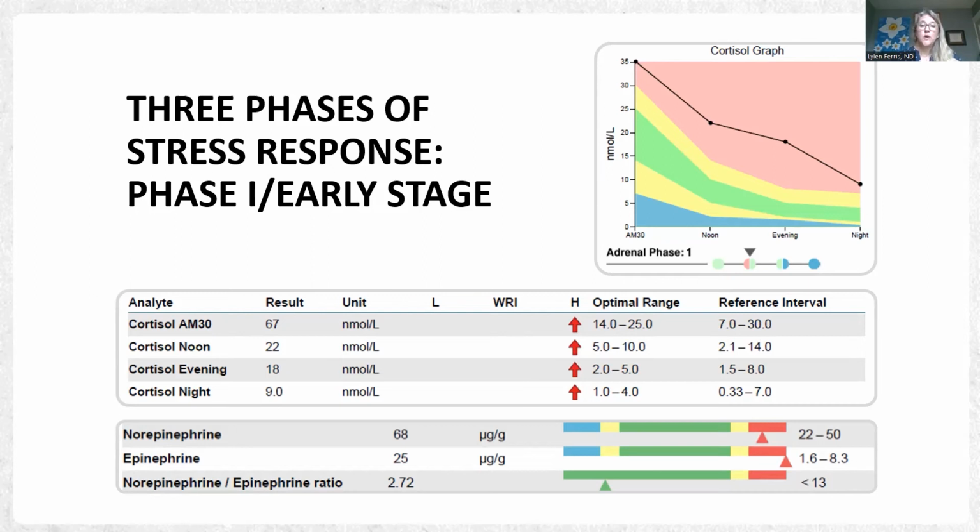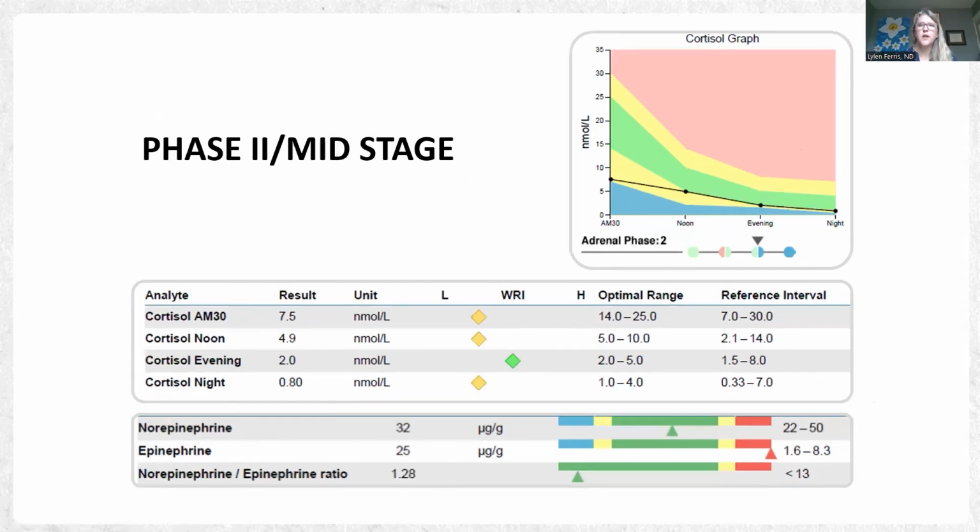So in this early stage of the stress response, or phase 1, typically what we see is elevations in cortisol as well as epinephrine and norepinephrine. So in this initial stage, the body is essentially very efficient at responding to stress. But the sympathetic nervous system is not designed to stay in high stress mode continuously for months and months.